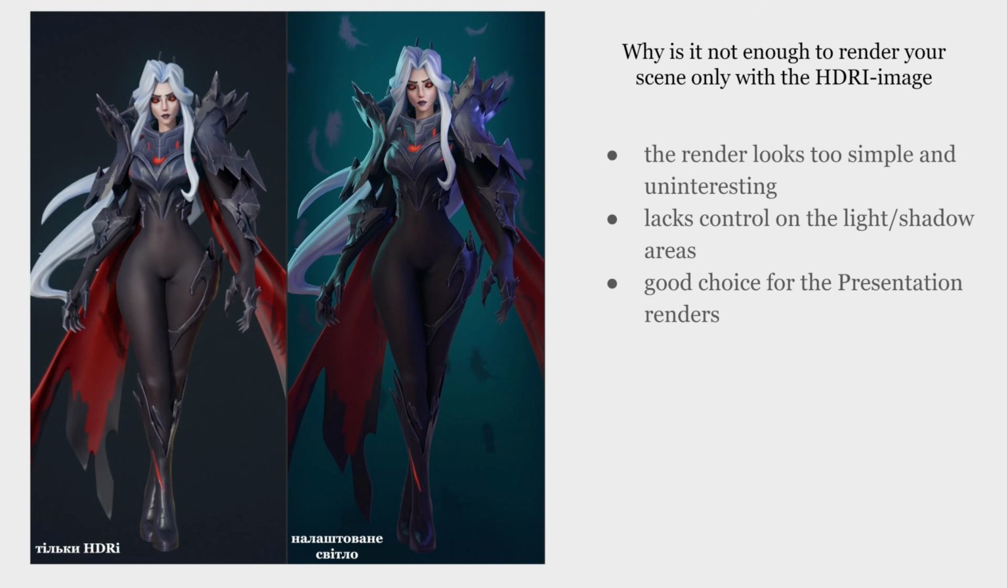Why is HDRI insufficient for the final render? Lighting the scene only with an HDRI image can make the render look not interesting enough. Moreover, we lack full control over what needs to be highlighted or shadowed. We cannot properly place accents because, as I mentioned earlier, there is limited control. However, for a presentation render where you need uniform lighting, HDRI can be suitable. The image shows two renders, one using only HDRI and the other with fully adjusted lighting.